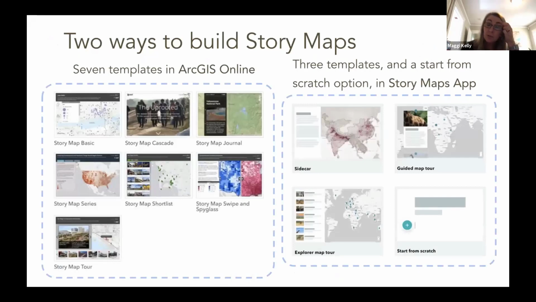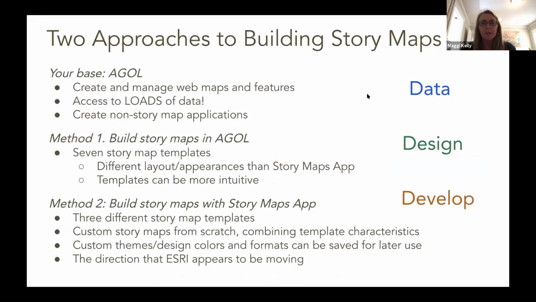There's a couple ways to build story maps, and Sean's going to go through this, and a lot of these are template driven. So you can pick a pleasing design that you like and fill in the data. There's also ways that you can start from scratch. Sean will go through this a little bit next. But the base of all of this is going to be ArcGIS Online. You're going to create and manage your web maps. You're going to find loads of data. You're going to create these non-story map applications. The first way is to build story maps in ArcGIS Online. The second way is to build story maps with the Story Map app.